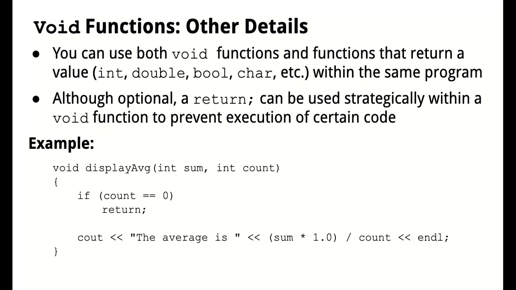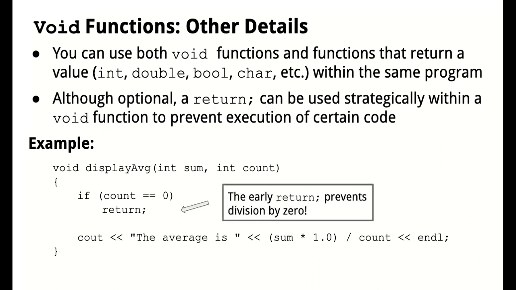You'll notice the if statement detects if the count variable is 0, there's a return below that, and it prevents the division by 0 that would happen within the cout statement. So if the value of count happens to be 0, we'll never actually reach that cout statement where we would end up dividing by 0. So you can be somewhat strategic about using a return within a void function. It's optional, but there are scenarios like this where it might be nice to use one.